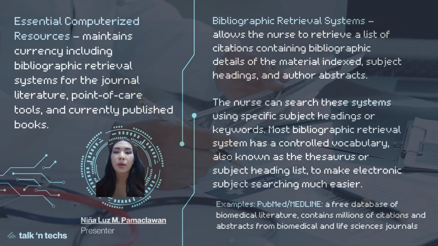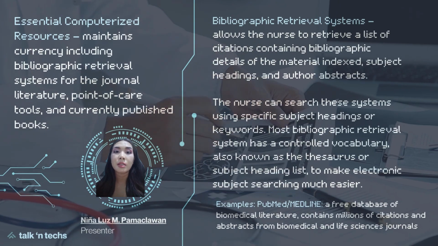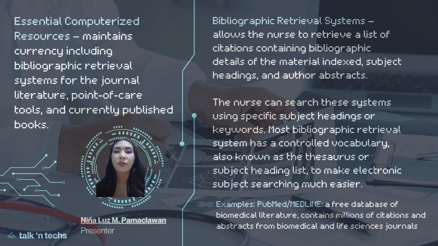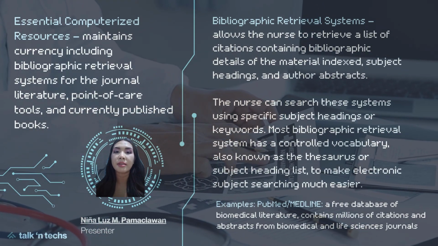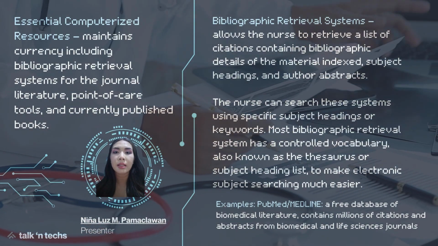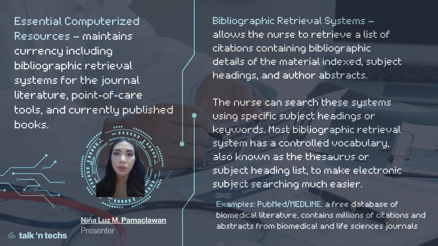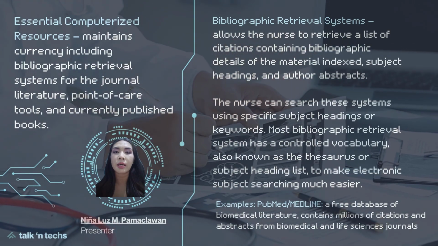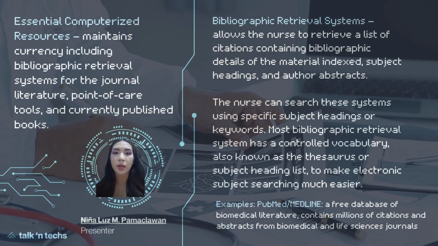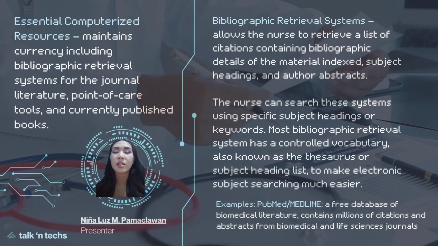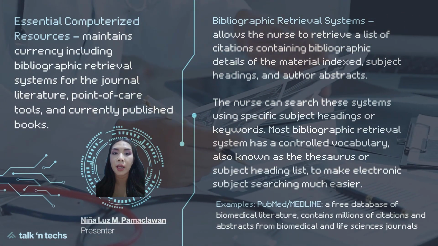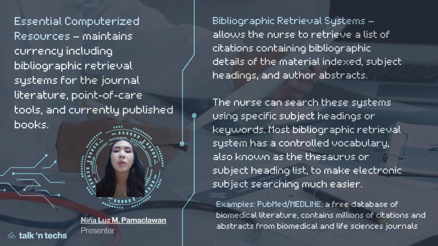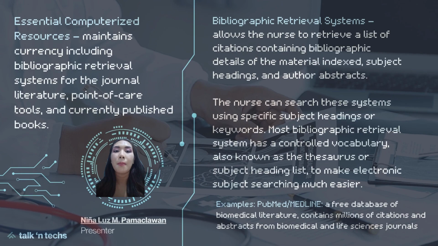The bibliographic retrieval system allows the nurse to retrieve a list of citations containing bibliographic details of the material indexed, subject headings, and the author abstracts. The nurse can search this system using specific subject headings or keywords. Most bibliographic retrieval systems have a controlled vocabulary, also known as the thesaurus or subject heading lists, to make electronic subject searching much easier.